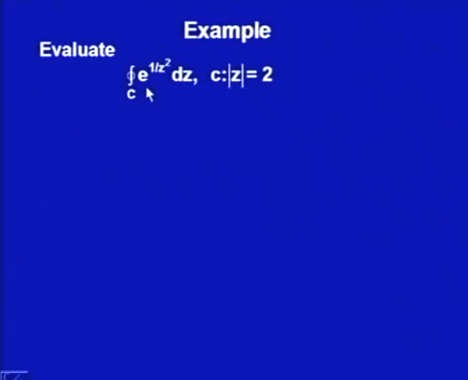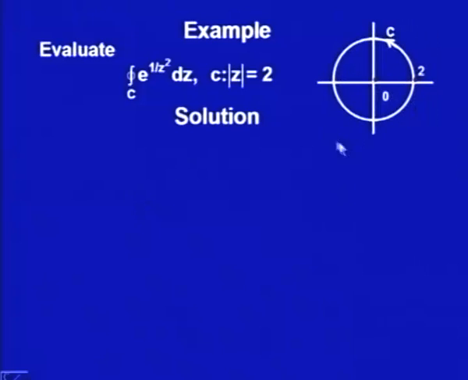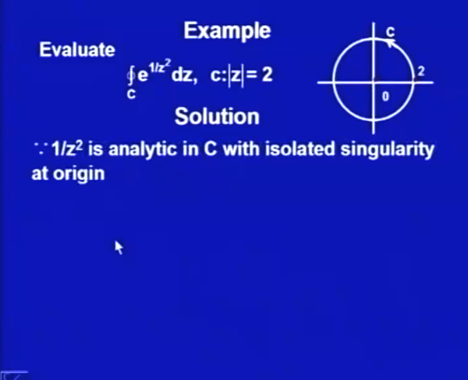Evaluate the integral along the contour C of e to the power 1 upon z squared dz. Again the contour is that circle with radius 2 and center 0. Let us see this function, e to the power 1 upon z squared. Now 1 upon z squared is analytic in C except for an isolated singularity at the origin. So e to the power 1 upon z squared will also be analytic except at the origin, and that origin would actually be an isolated singularity.